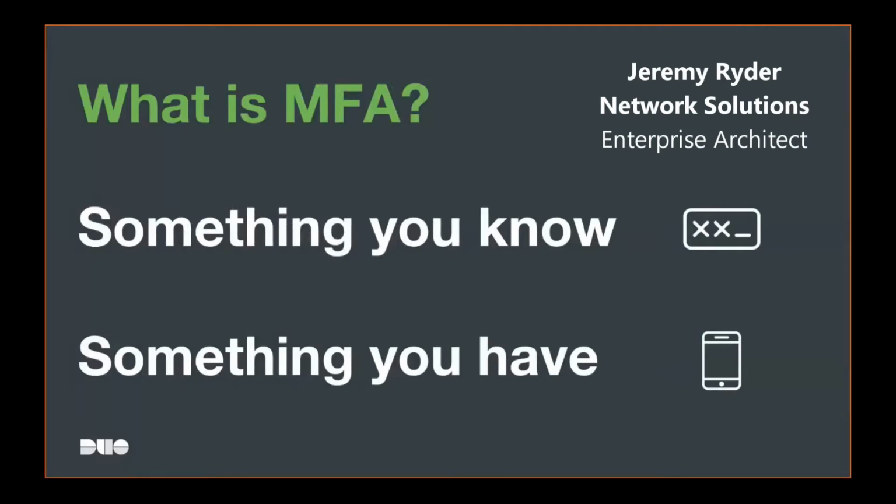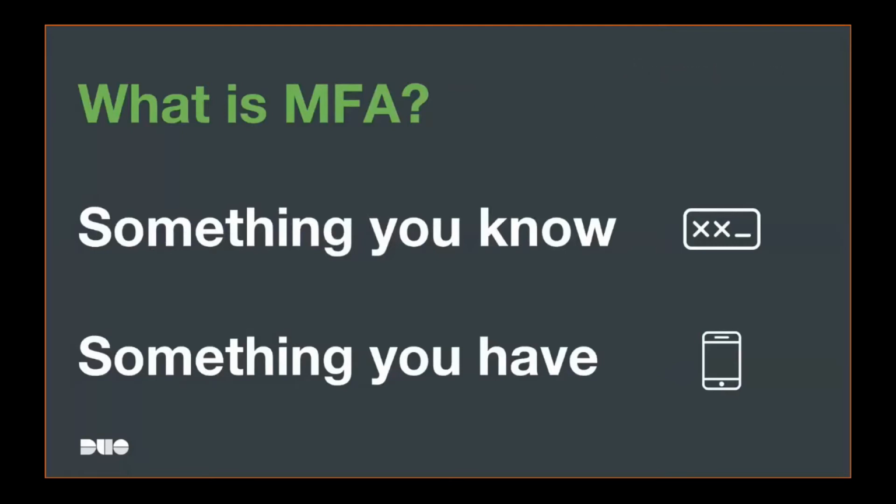And especially in our new work from home world, trust between where a user is and what they're trying to access is important. So there are two widely accepted factors in establishing that you are who you say you are. The first is a knowledge factor, something you and you alone are supposed to know. And the second is a possession factor, something you and you alone have.